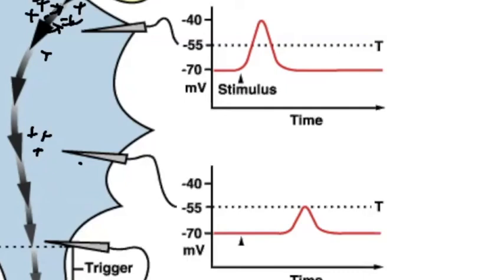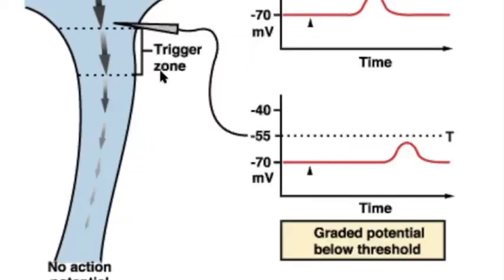And then if you recorded it down over here, close to the axon, you'd see it was even less, right? So it's going to decrease with time as it moves away from the source. And it hasn't reached this area yet, right? No action potential, which we'll see what I'm talking about there in a minute.